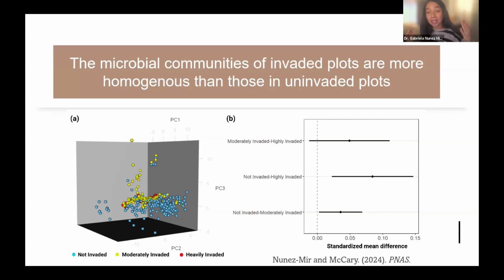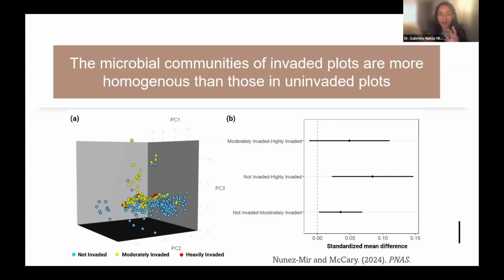And even though they're in very different geographical and environmental contexts, which by the way, we had all sorts of habitats. We had forests, we had grasslands, we had even a couple of croplands in there. We found that their microbial communities were very similar just by way of being highly invaded. Now, the moderately invaded is a little bit of a different story. They still were found to be very clustered, a lot more so than the non-invaded ones.